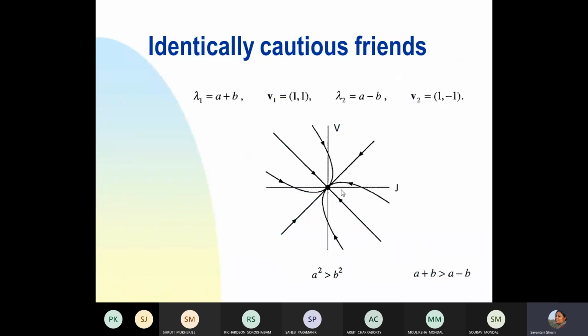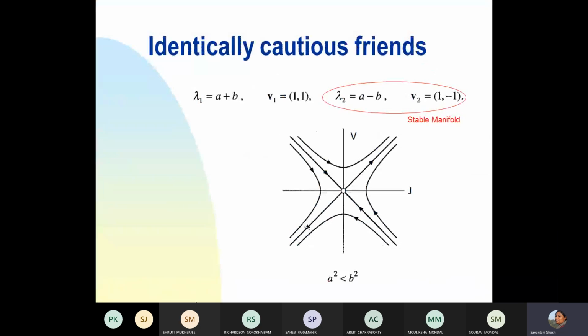You can draw the phase portrait from there and you can conclude what happens if A is greater than B, that is A square is greater than B square, or what happens if A square is less than B square. If A square is less than B square, you will see there is a saddle, and in the XY plane you can draw the diagrams, right? The stable manifold, the unstable manifolds, you can draw. We learned how to draw these things.